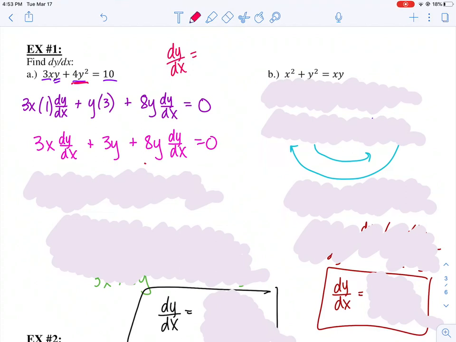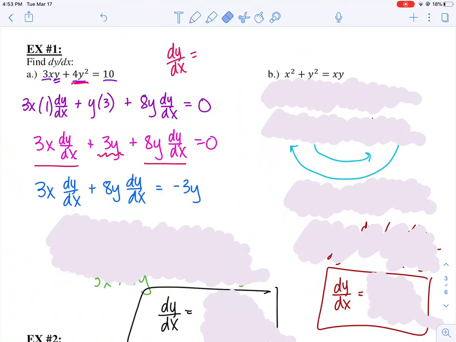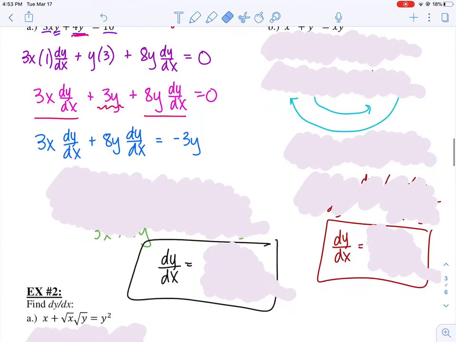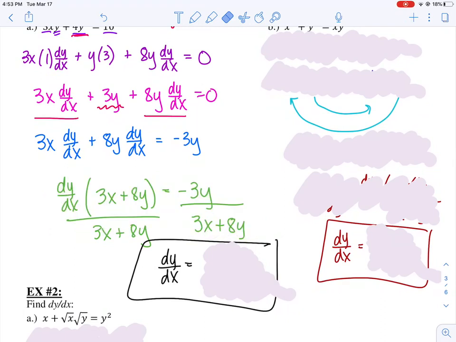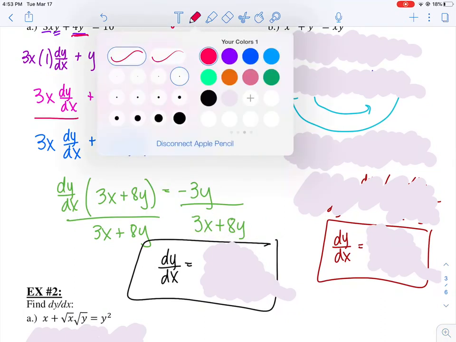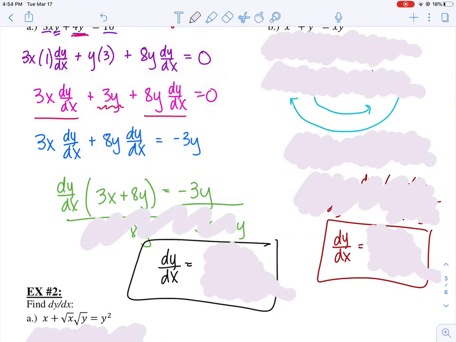And so I notice that I have dy dx's in this term and this term. And so I'm going to keep them together on this same side, but I'm going to move this 3y over to the other side by subtracting it. I now notice that both of the terms on the left side each had a dy dx in it. So I'm going to GCF out a dy dx. When I GCF out a dy over dx, that should leave me with a 3x plus 8y equal to negative 3y.